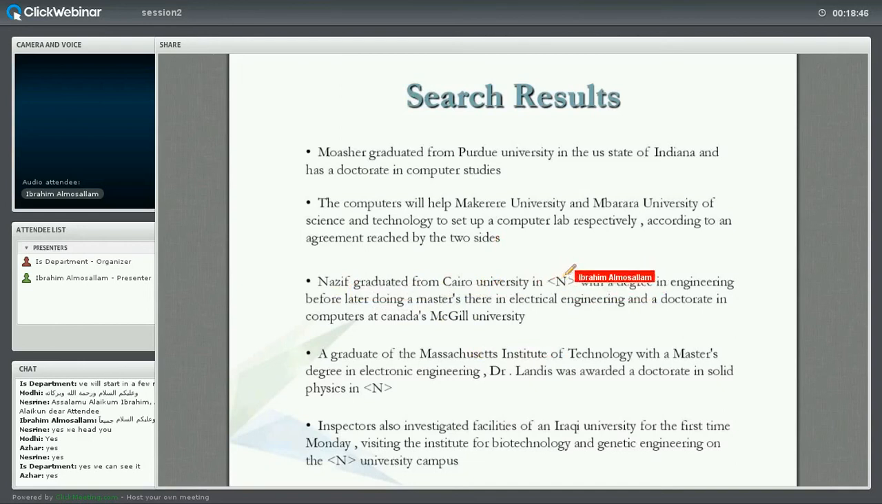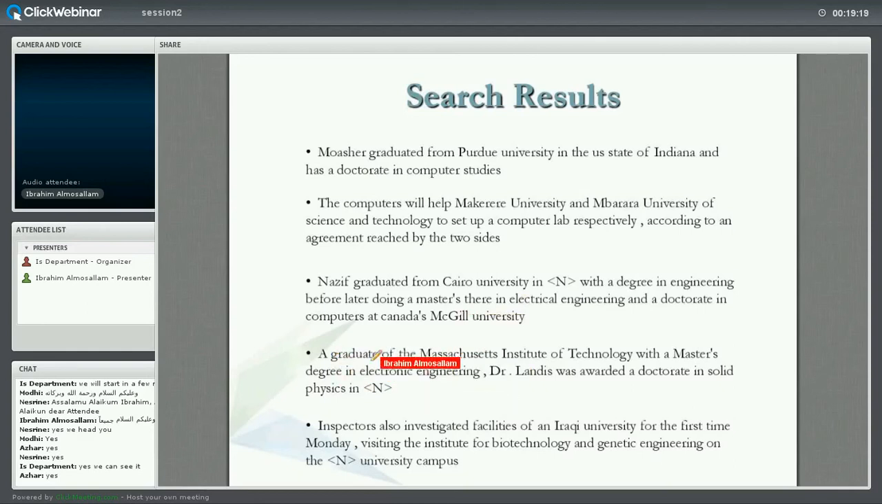This is a tag for a number, so this could be like 2006 or 2007. This is like a pre-processing step where you just normalize each number with a tag. Anyway, so with a degree in engineering before later doing a master's there in electrical engineering and a doctorate in computers at Canada's McGill University. Again, Oxford was not here, but McGill is a pretty prestigious university.